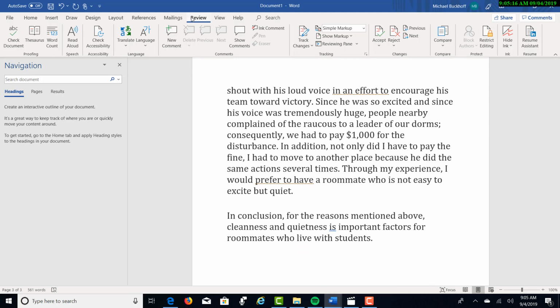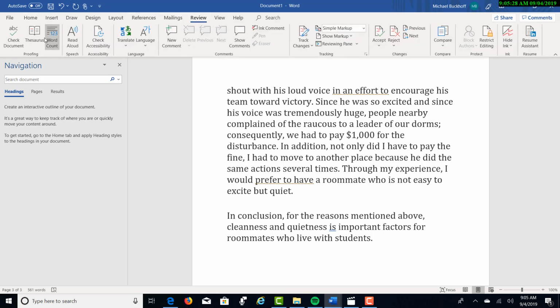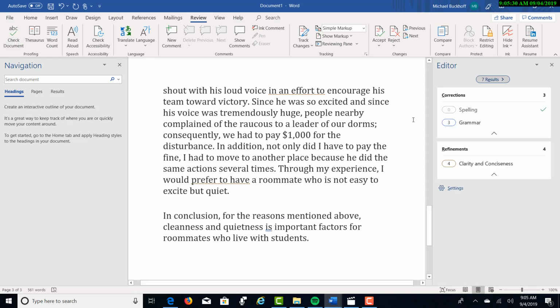Let me just look at something here quickly. Even with my corrections here, okay, let's spell check the document just quickly.